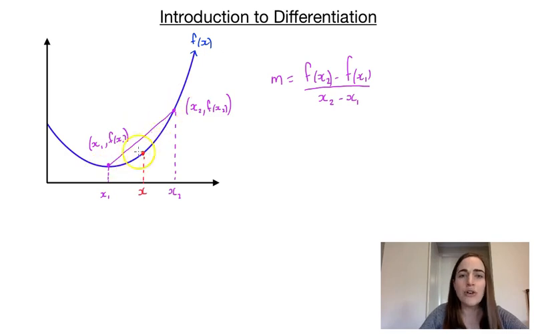But you can imagine that that's not going to be perfect. It's not going to be very close or very accurate. So what we can do instead is we can bring those 2 points closer together. So say I put my points here and here instead.